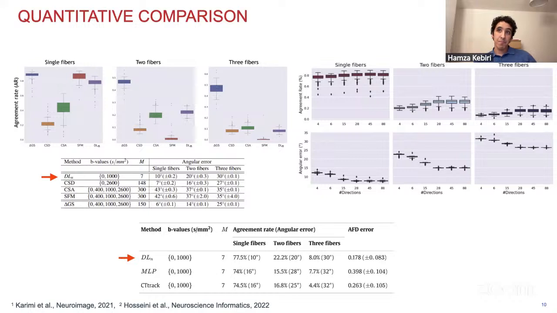And of course, when we increase the dimensionality of the input, so when we have more directions, we can see that the method actually performs better. But the good news is that it seems to plateau around 28 directions. So probably if you want to use a deep learning method to predict these FODs, we don't have to go, let's say, for more than 28 directions. The information is actually there in the learning.